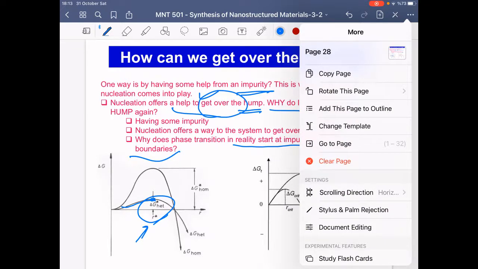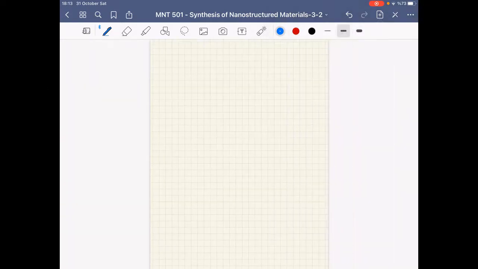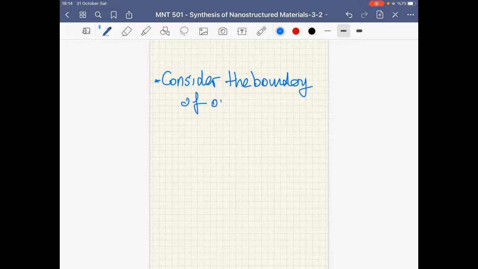How do I put a new page? Okay, so I'll try to draw it for you now. For example, let's consider the boundary of one of those impurities. What does it look like? Let's say my boundary looks something like this.